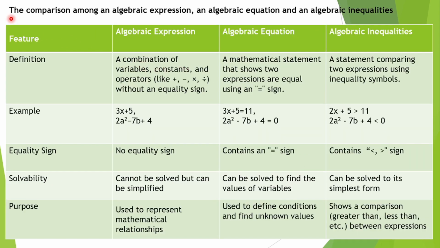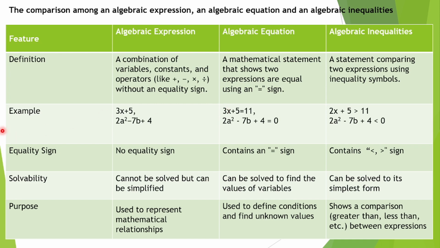Now let's discuss the comparison among an algebraic expression, an algebraic equation, and algebraic inequalities. By definition, an algebraic expression is a combination of variables, constants, and operators like positive, negative, multiplication, division without an equality sign. So there will be no sign of equality in an algebraic expression, while a mathematical statement that shows two expressions are equal is called an algebraic equation. And similarly, an algebraic inequality is a statement comparing two expressions using inequality symbols.